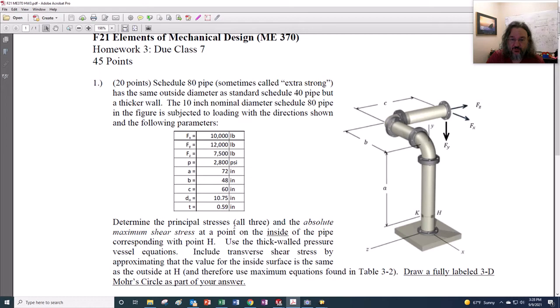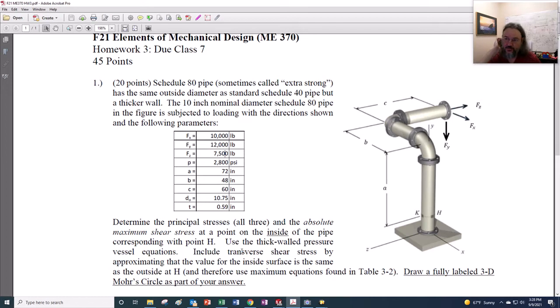We want to determine the principal stresses, all 3 of them, and the absolute maximum shear stress at a point on the inside of the pipe at H. So we're going to be at H, but on the inside surface of the pipe. And we're going to include transverse shear. We're going to include all of them.